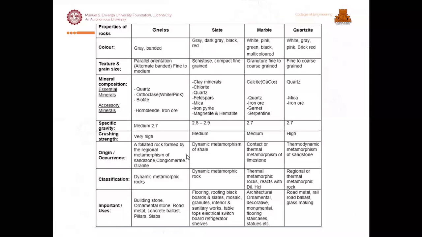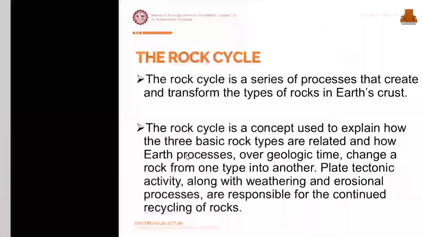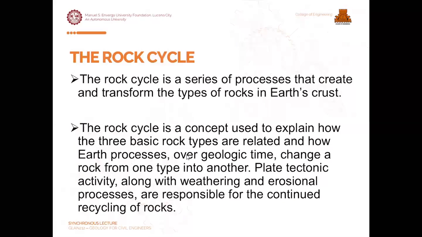Okay? And then we go to rock cycles. Okay? So, rock cycle is yung series ng processes that create and transform the type of rocks in the Earth's crust. So, basically, yung rock cycle is papakita lang sa atin kung paano nagiging connected yung one type of rock, yung igneous, paano siya nagiging sedimentary, or from igneous, paano siya nagiging metamorphic. Then, the same as dun sa other type of rock, si sedimentary, paano siya nagiging igneous, tsaka paano siya nagiging metamorphic. Kasi metamorphic, paano siya nagiging igneous, tsaka paano siya nagiging sedimentary. No?